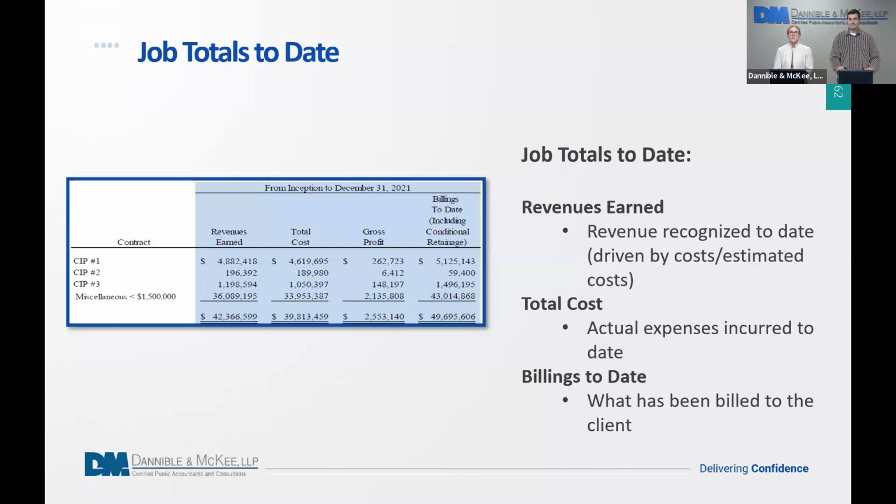Job totals to date should be the revenue earned, recognized to date, and it should be your total actual expenses incurred to date as well. And then you want to show them your billings to date, what you've actually billed the client so far on the job. And that would include conditional retainage too. You've billed it, it's just that contractually, your customer is not required to pay a certain percentage of it if there is retention. It would just be paid upon job completion once all of the criteria has been met.